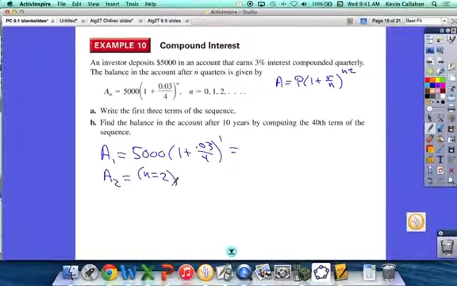Find the balance in the account after 10 years by computing the 40th term of the sequence. So again, A40 would just be plug in n equals 40. At that point, just put it in your calculator and see what you get. Okay.